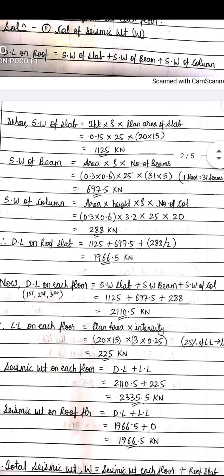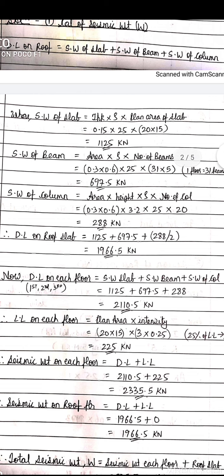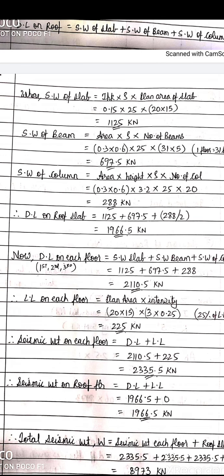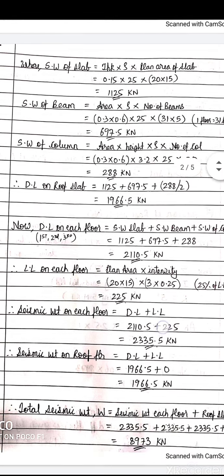Or what you can do is directly divide by 2 here, that is 3.2 divided by 2. The value you get here you can consider in the dead load on the roof slab. I hope it is clear why I have divided by 2. So the dead load on the roof slab is 1966.5 kilonewton.